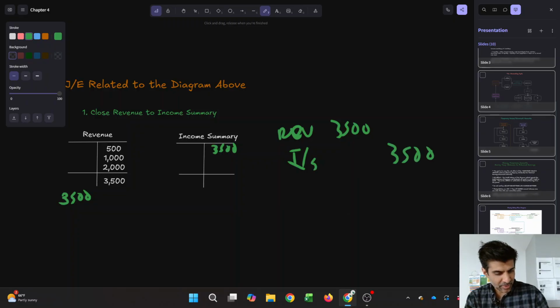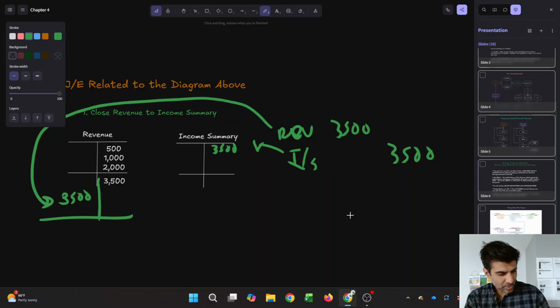And then I posted it, right? So now I have this 3,500 here, and then this is going to go here. We agree my balance is now 0 for revenue. We're good with that? Yeah? But I haven't lost it. It's still living here. It's just now in a different place.